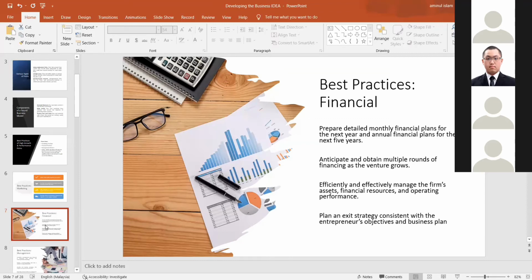Then we anticipate and obtain multiple rounds of financing as the venture grows. Remember, last week we looked at the 5 stages of the life cycle of entrepreneurial ventures, and we understood that we have different kinds of financing at different levels of growth of entrepreneurial ventures. Efficiently and effectively manage the firm's assets, financial resources, and operating performance. So that's where the costs and expenses come in. We have to make sure we control the costs and manage operating expenses that are incurred on a daily basis. And then also we need to have an exit strategy.